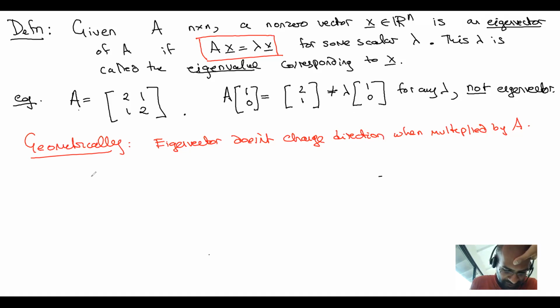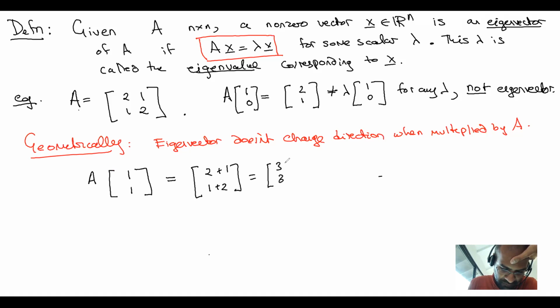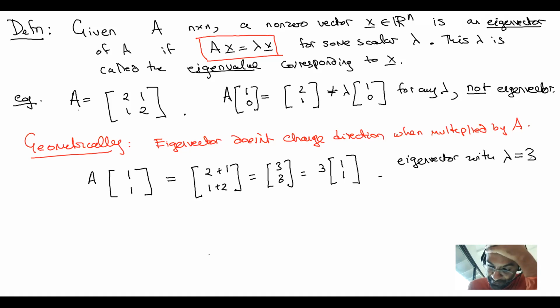Let's look at the vector 1, 1. Well, when you multiply by 1, 1, what do you get? You get 2 plus 1, 1 plus 2 in the entries, which is just 3, 3. So this is 3 times 1, 1. So this is an eigenvector with eigenvalue lambda equals 3, because the scaling factor is 3.